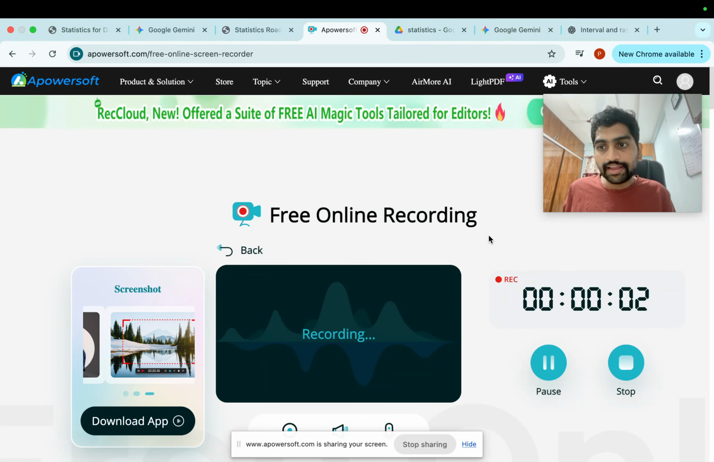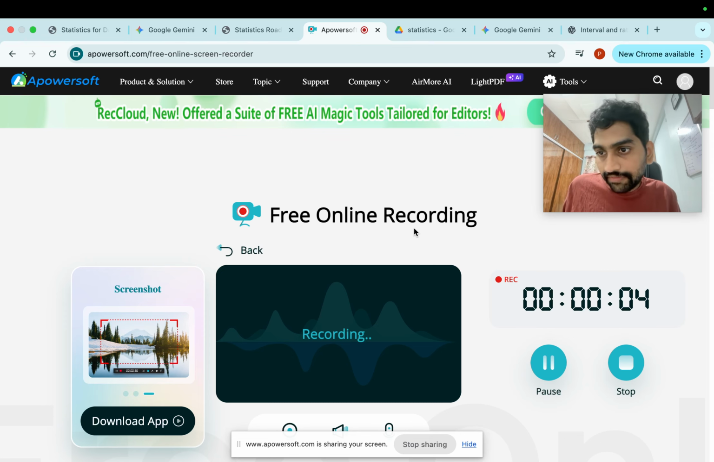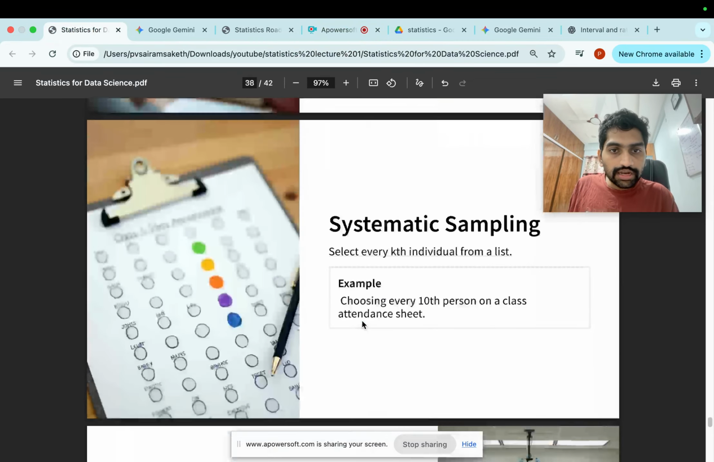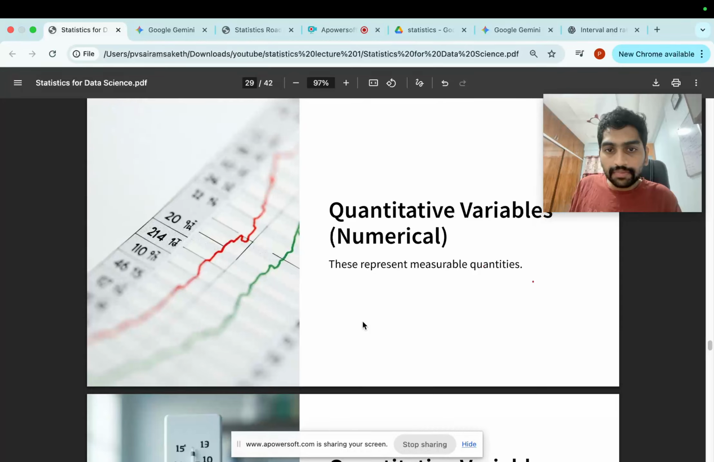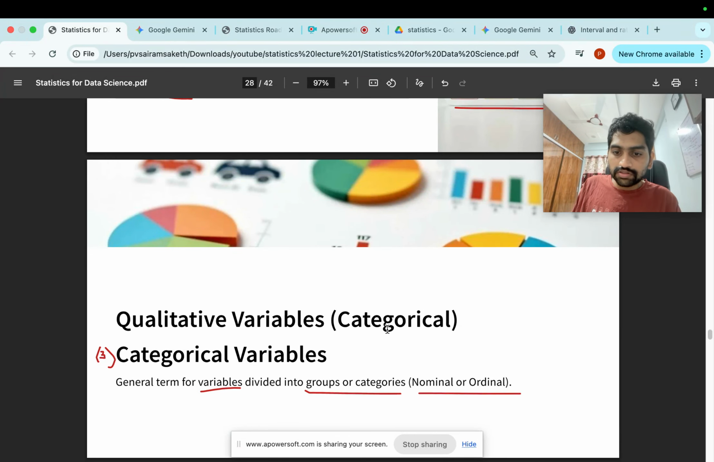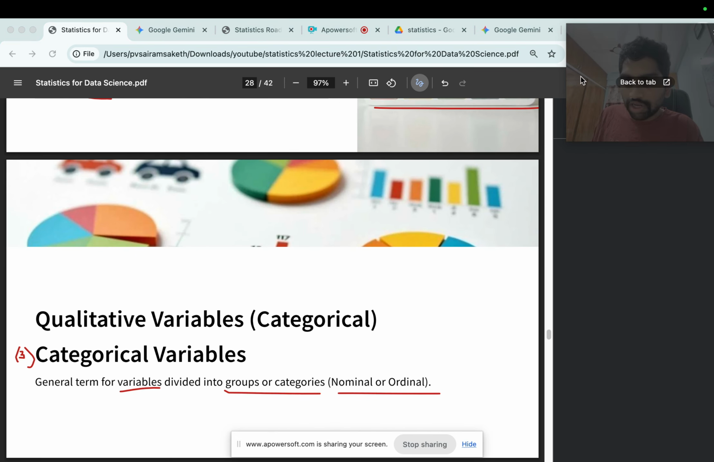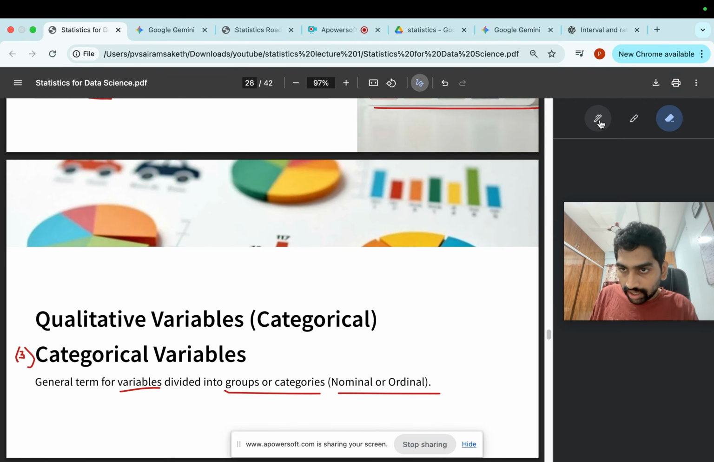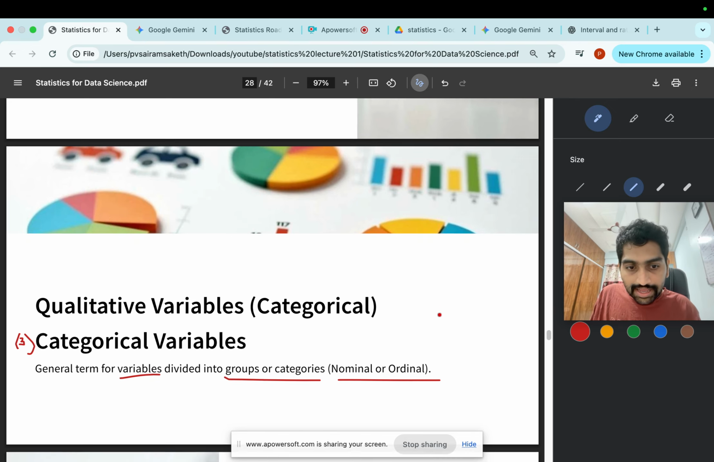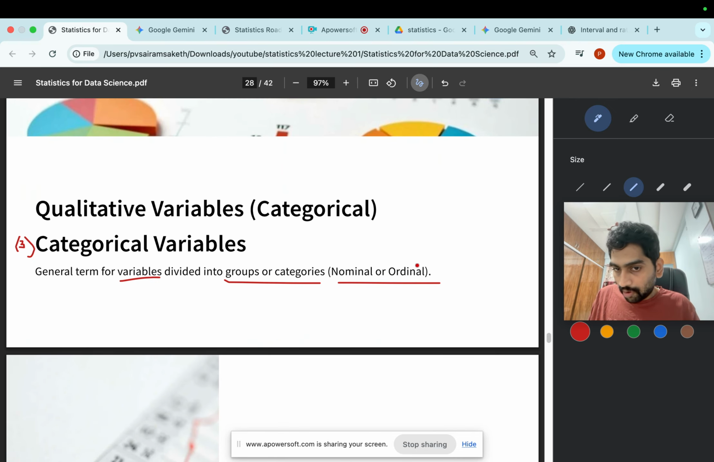I hope you are fine, and all the previous lectures of statistics are going very fine for us. In the last lecture, we studied the qualitative variables, nominal and ordinal. Nominal means categorical columns which are not in a particular order, and those which are in a proper order we call ordinal.